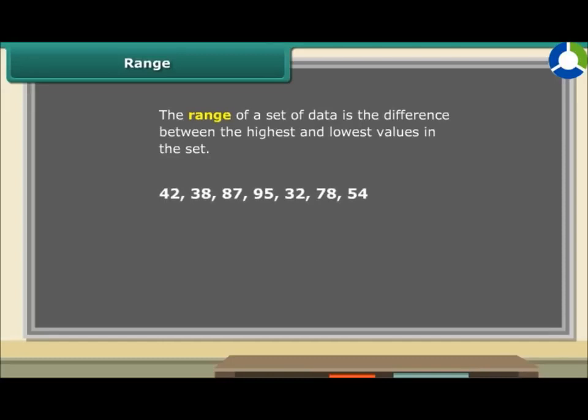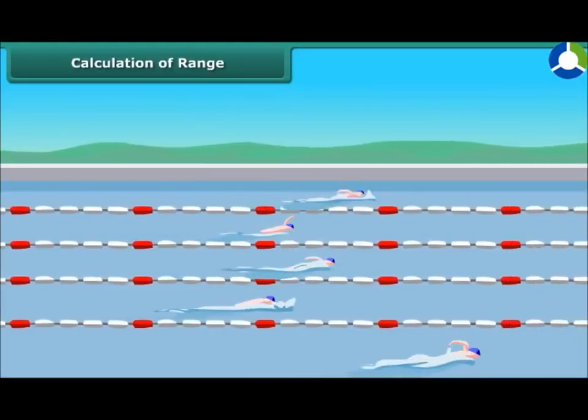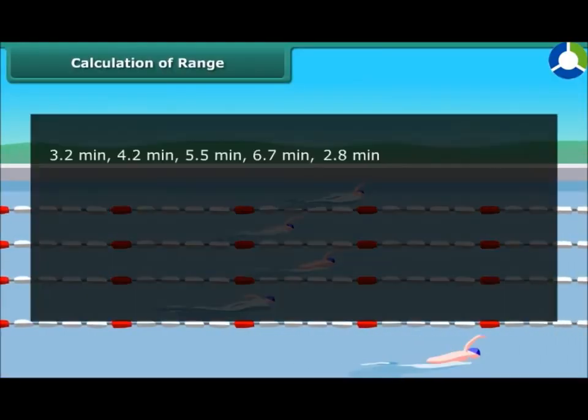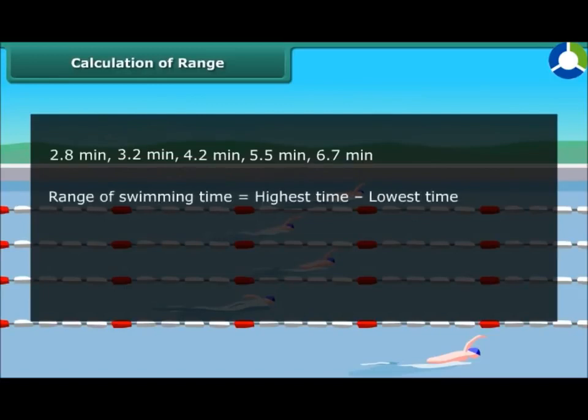The range of a set of data is the difference between the highest and lowest values in the set. To find the range, first order the data from least to greatest. Then subtract the smallest value from the largest value in the set. So children, now you can also find the range of any set of data. 5 participants completed their swimming race. Can we calculate the range of swimming time from this data? Yes, it's simple. First, order the data from least to greatest. Now, subtract the least value of time from the highest. So, the range of swimming time is 3.9 minutes.